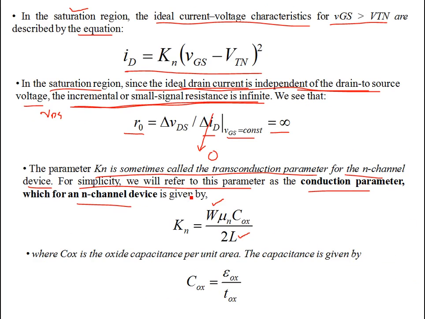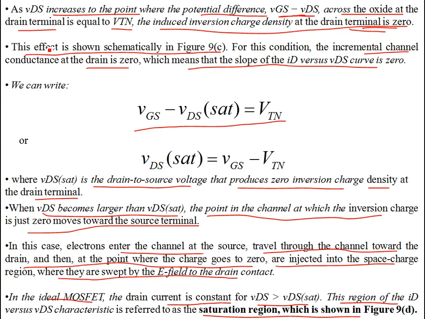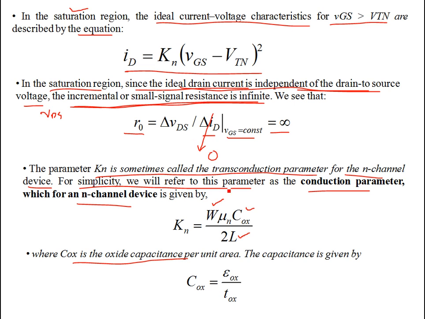So K is dependent on these geometrical parameters and the electrical parameters. An electrical parameter, Cox, is the oxide capacitance. This oxide capacitance exists between the gate and the semiconductor, and it is finite, per unit area. Mu n refers to the mobility of the charge carriers in the channel. So these two parameters, mu and Cox, are the electrical parameters of the MOSFET, whereas W and L are geometrical parameters of the MOSFET.